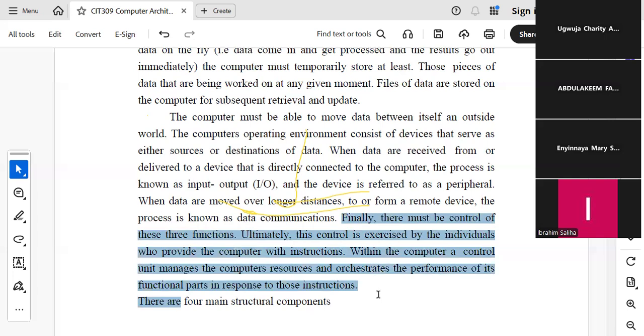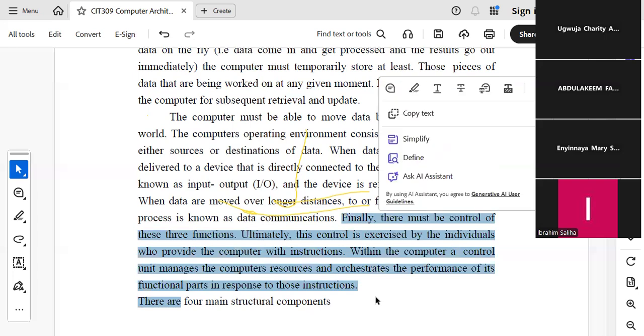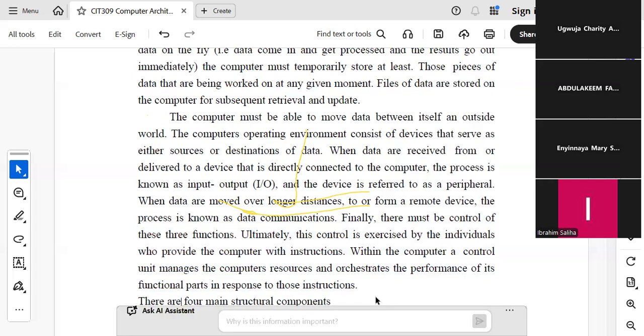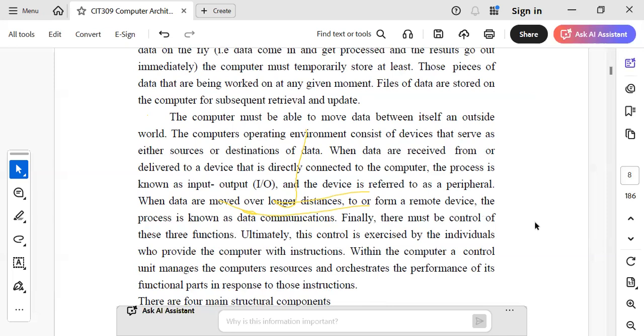Finally, there must be control of these three functions. Ultimately, this control is exercised by the individuals who provide the computer with instructions. Within the computer, a control unit manages the computer's resources and authorizes the performance of each functional part in response to these instructions.